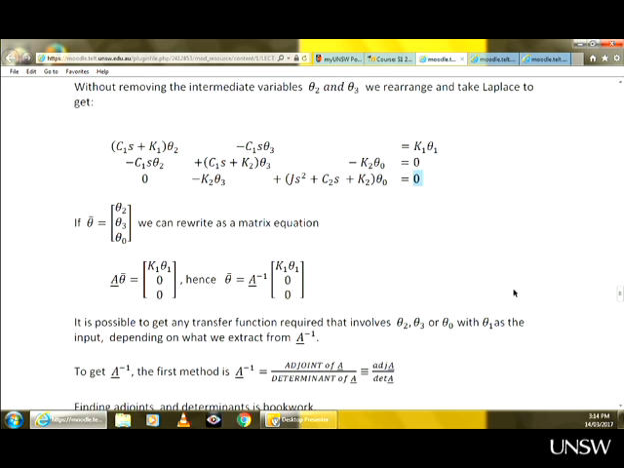Okay. What are the terms in the matrix? This will be A11, this will be A12, this 0 will be A13. Then A21, A22, A23, A31, A32, A33. So you get a 3 by 3 matrix. That's what A is. Then you can express theta bar, the output vector, in terms of everything else, which is A to the minus 1 times this vector here, K1 theta 1, 0, 0. Okay?